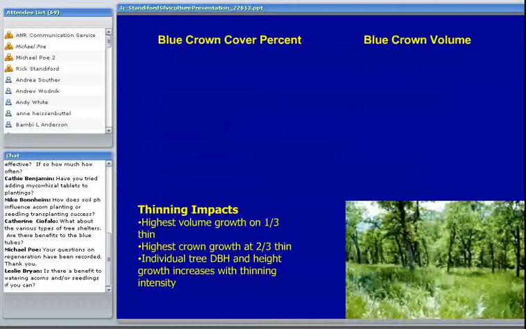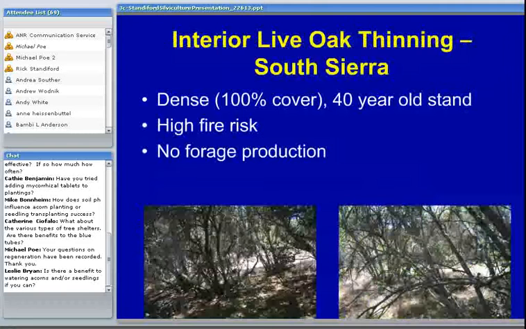We went from about a 12% cover after the thinning up to about a 30% cover 14 years later. And the thing that thinning did do is we had almost 3 times the diameter at breast height growth and higher height growth with the thinning that took place.